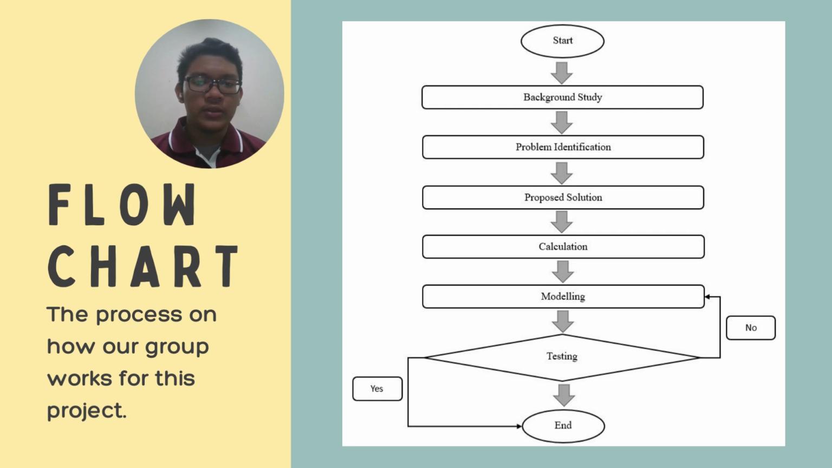Firstly, we will do some background study to determine some problems, and then the problem identification will go deeper into how our project is relevant. Then our group members will provide a solution, and then provide the calculation for the original and the new design, and then modeling and testing. If we fail, we will go back to modeling, and if we manage to come up with a good enough design, then our project will end.